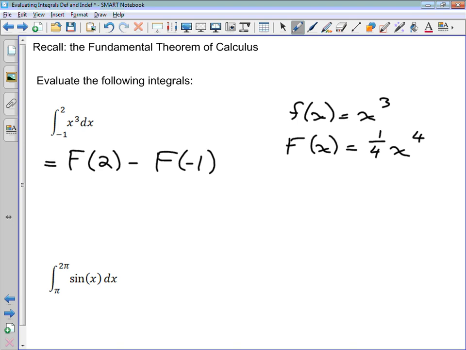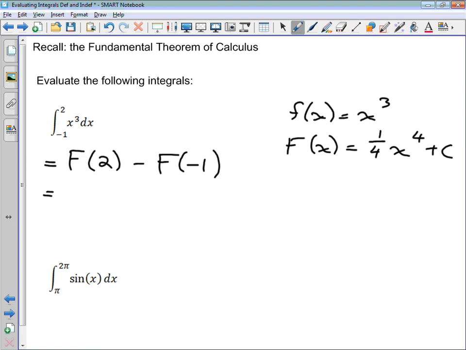Why isn't there a c? Because this is a definite integral. Okay? Let's think about it like this. What if we did this in the general case? Okay, so, oh, no, I don't need to change that.